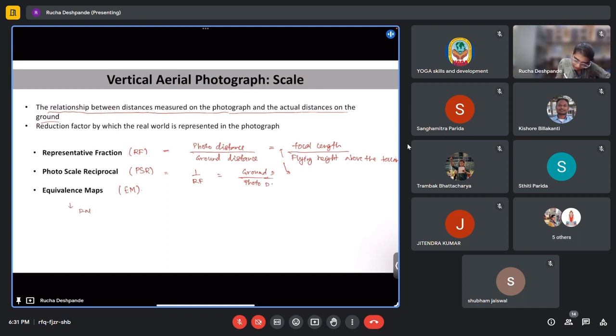Equivalence map is the ratio of distance on the photograph to the same distance on the ground, but expressed in a different unit. So when we are expressing equivalence map, we can express it like 1 centimeter is equal to 1 kilometer or something. So it would be like 1 centimeter on the photograph is equal to 1 kilometer in the ground distance.